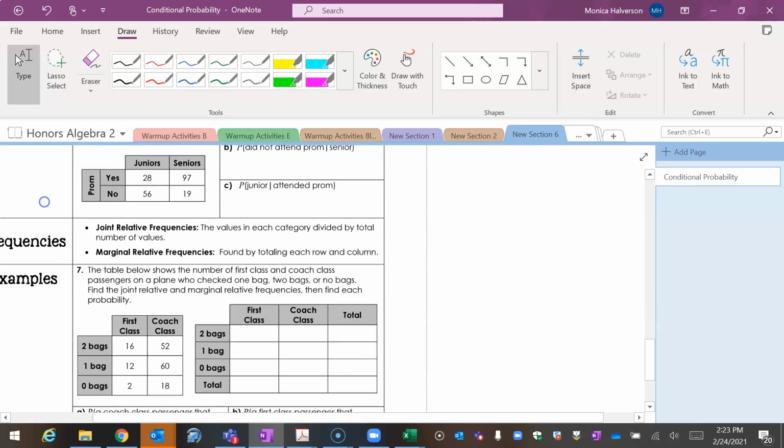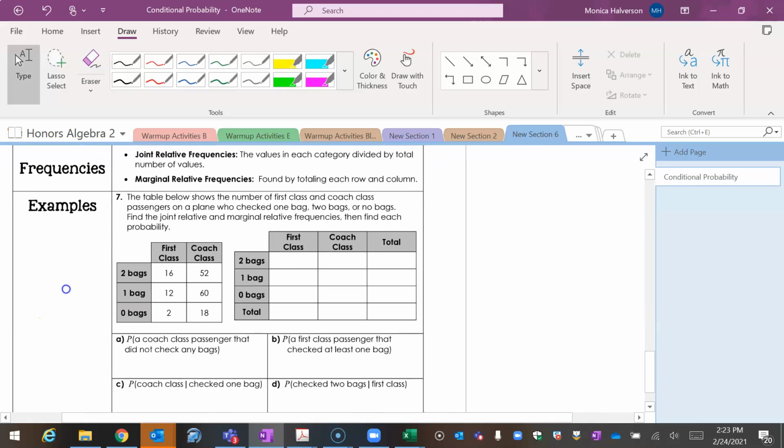All right, the last thing we're going to talk about is frequencies. There are 2 types of frequencies that we need to look at: joint relative frequencies and marginal relative frequencies. Joint relative frequencies are the values in each category divided by the total number of values. Marginal relative frequencies are found by totaling each row and column. So you can make a frequency table based off of data.